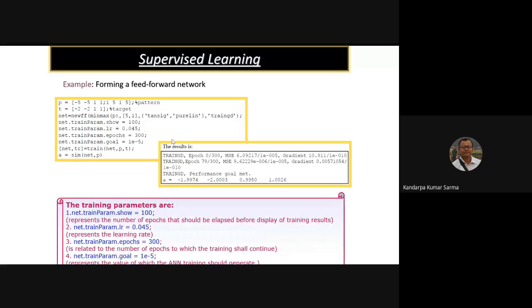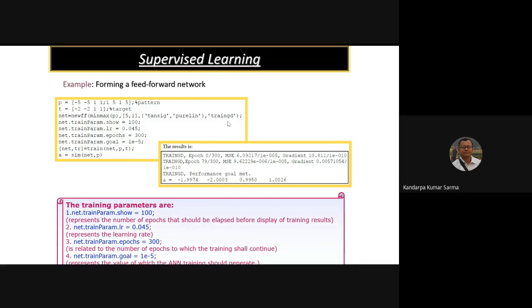Now this particular tansig is a tan sigmoidal function. So in the middle layer, you will have here 5 numbers of tan sigmoidal transfer functions, 5 numbers of tan sigmoidal activation functions. Then in the last layer, you will have one purely linear transfer function, activation function, and finally there is the training type.